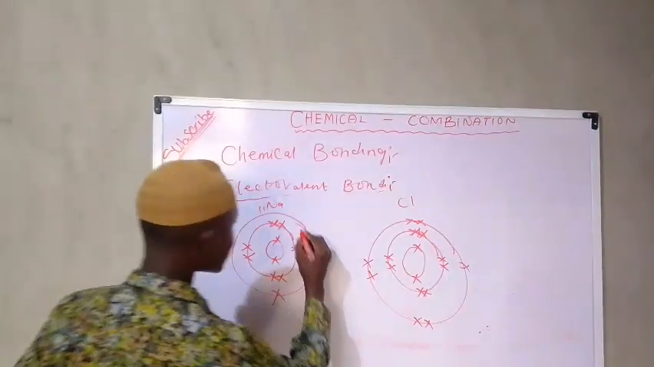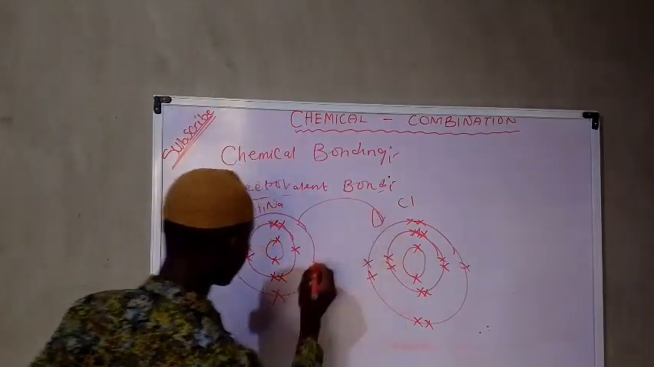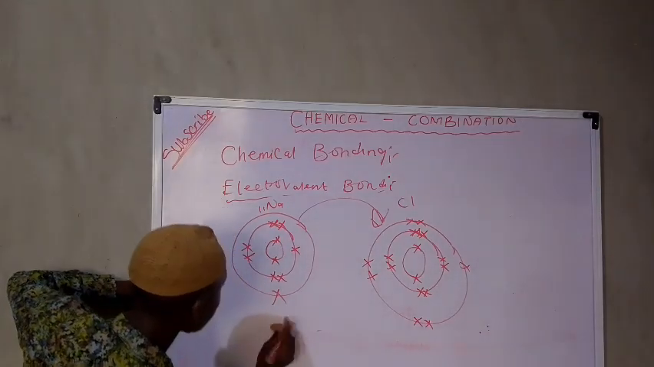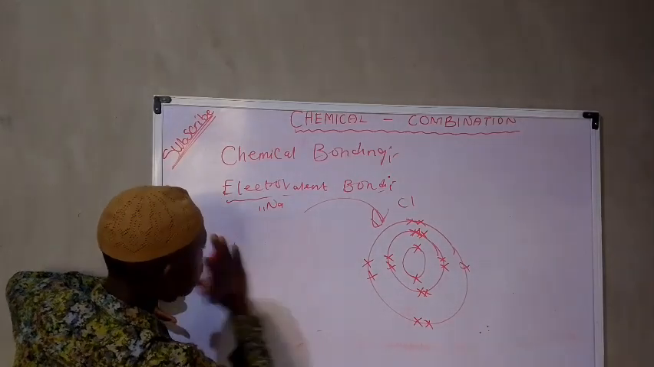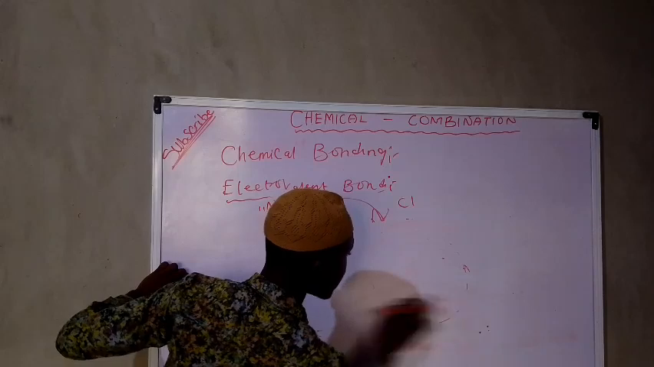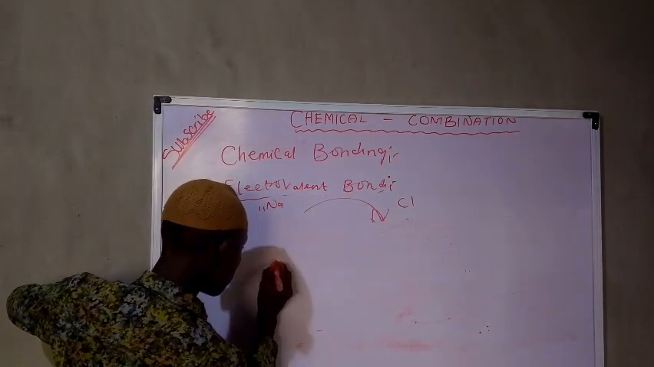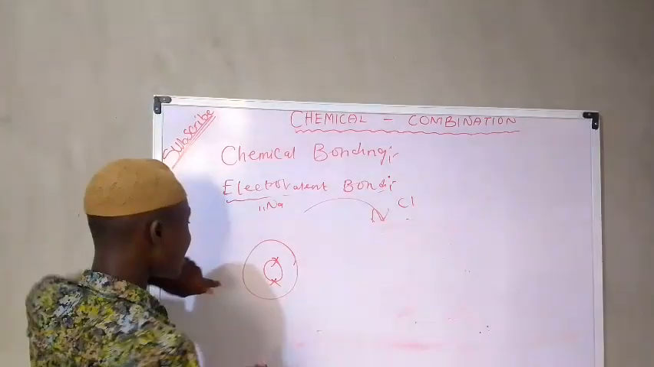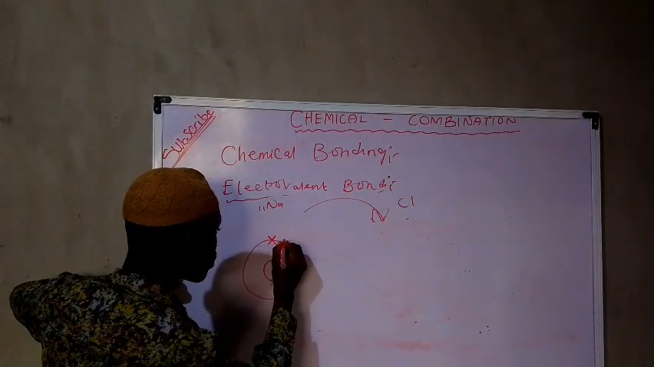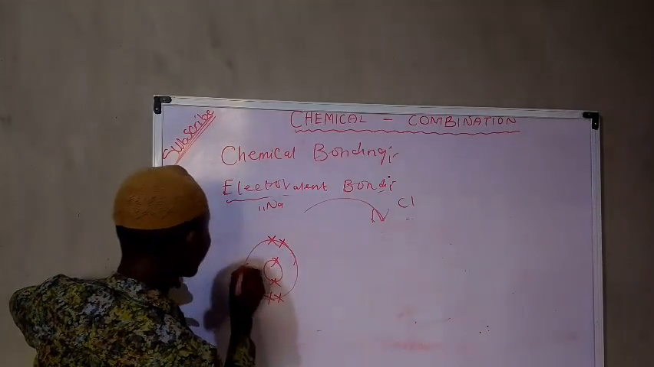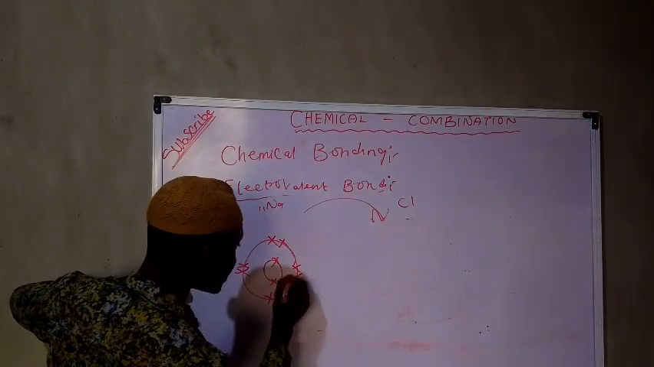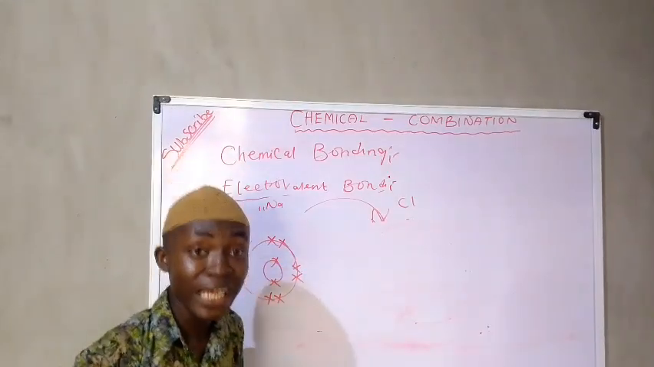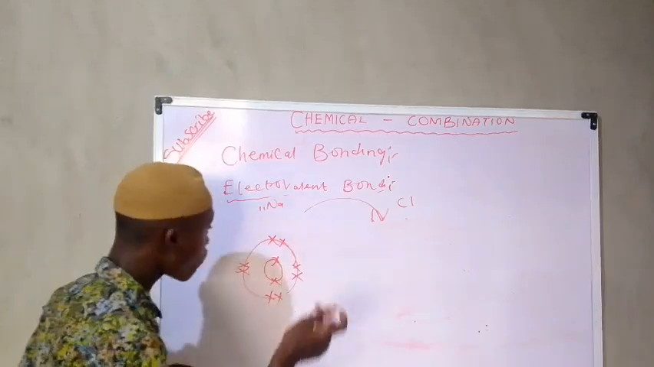When sodium transfers an electron, it is going to give 2 electrons in the first shell and also 8 electrons in the outermost shell. So it has attained a stable configuration.